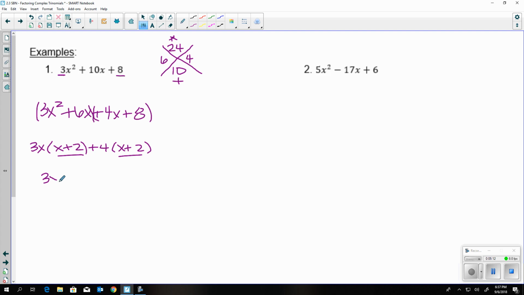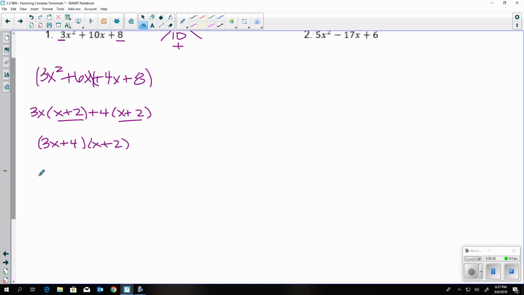So I am going to check the first one. I'm not going to check every single one because it'll make our video really long, but I am going to check the first one. So distribute: 3x times x is 3x squared. 3x times 2 is 6x. 4 times x is 4x. And 4 times 2 is 8.